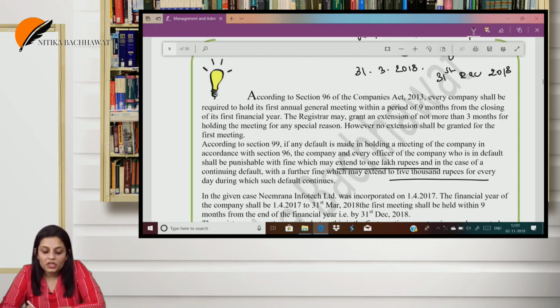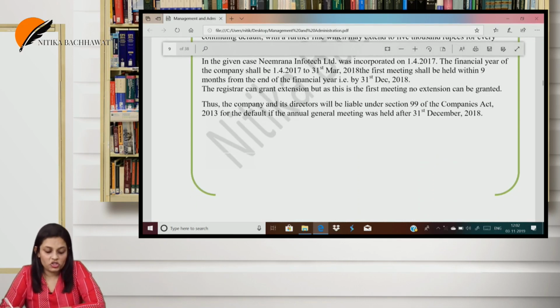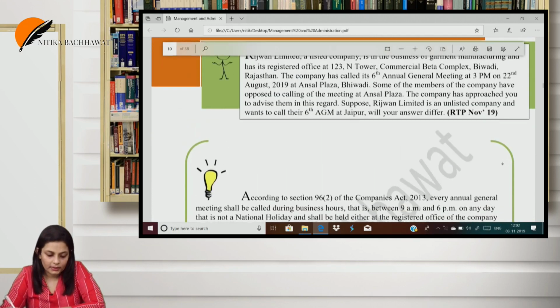Here, the company should have held the meeting by this day. It fails to hold it, so it will be punishable under section 99. However, in this case, no extension shall be granted as it is the first meeting. So, the registrar can grant an extension, but as this is the first meeting, no extension can be granted.